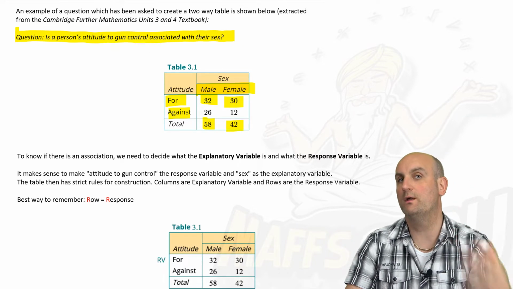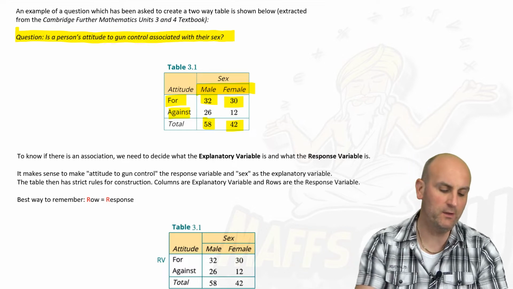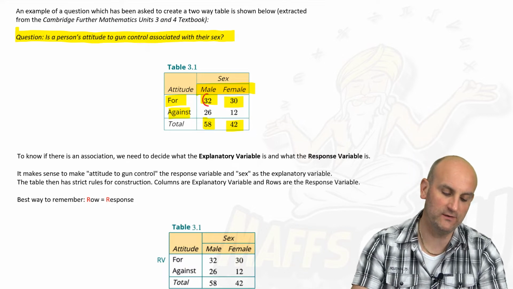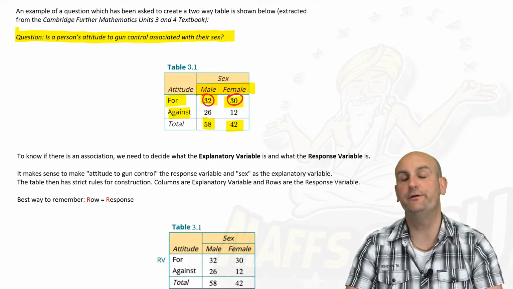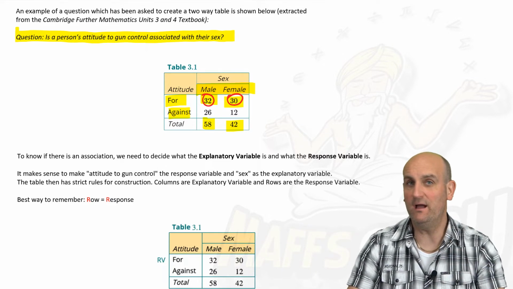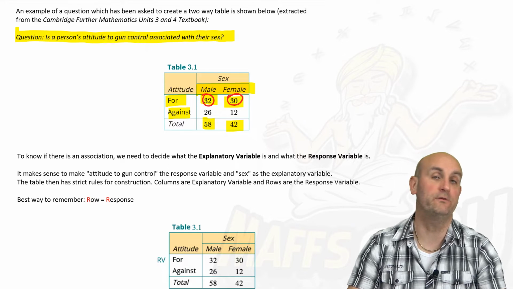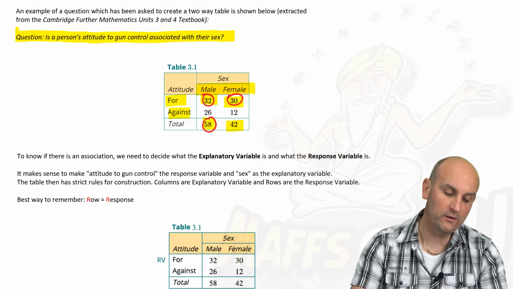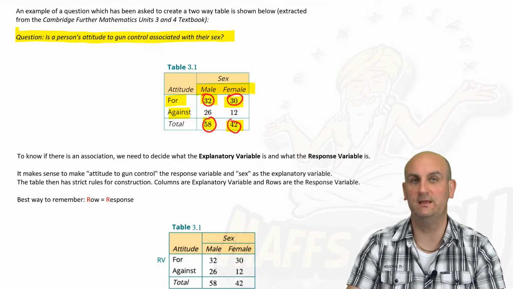So what can we draw from this? Well, at the moment, there doesn't seem to be any real significant difference between the number 32 and the number 30. Can we compare using this information? My answer is no, you can't. Why? Because you had different numbers of people asked.